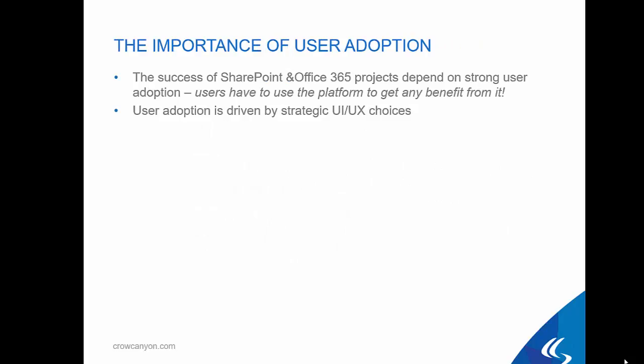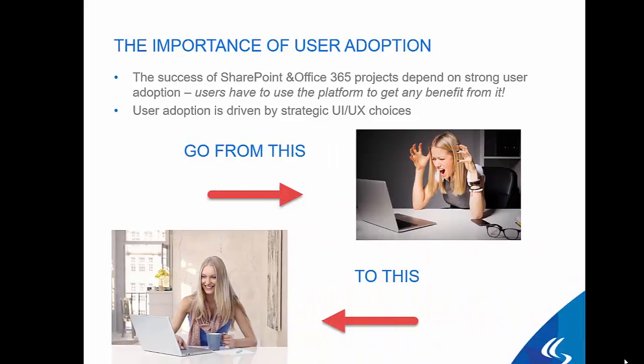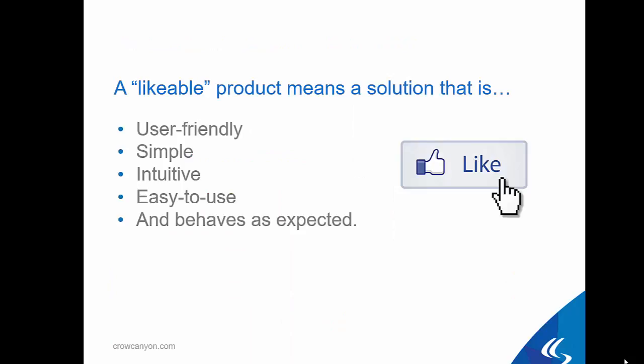So of course user adoption is very important, because if users don't use it, it doesn't get used and they don't benefit from it. The organization doesn't benefit. The application isn't as efficiently used or productive as it could be. User adoption, what drives it? Well, strategic UI UX choices. Well, let's look at the common user experience. We want to go from this kind of, oh, I'm so frustrated, to a nice, calm, simple, easy to use interface where there's a comfort with using, the familiarity with using the program.